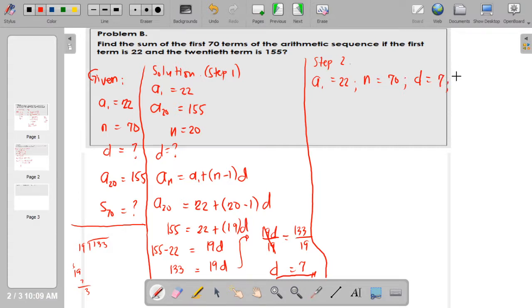So, we proceed to the formula. S sub n equals n over 2 times quantity 2a sub 1 plus quantity n minus 1 times d. So, what is S sub n? S sub n becomes S sub 70 now. And then n, which is equal to 70, divided by 2.